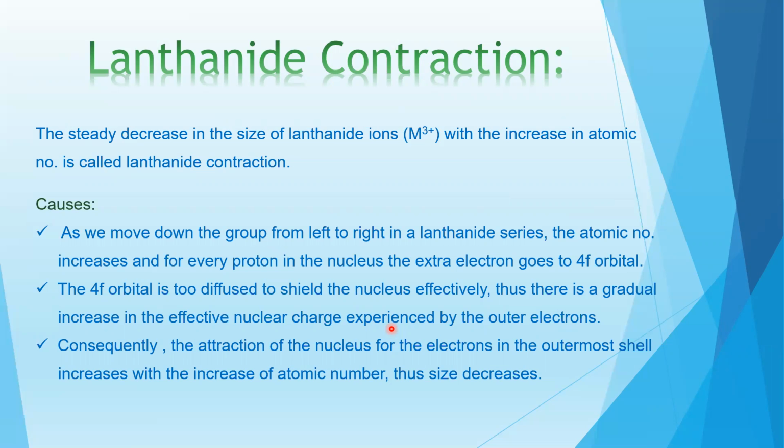The 4f orbital is too diffuse to shield the nucleus effectively. Thus, there is a gradual increase in the effective nuclear charge experienced by the outer electrons. Consequently, the attraction of the nucleus for the electrons in the outermost shell increases. With the increase of atomic number, the size decreases.